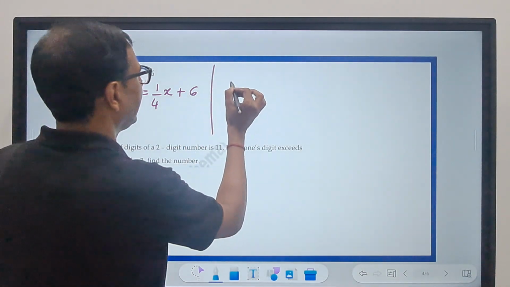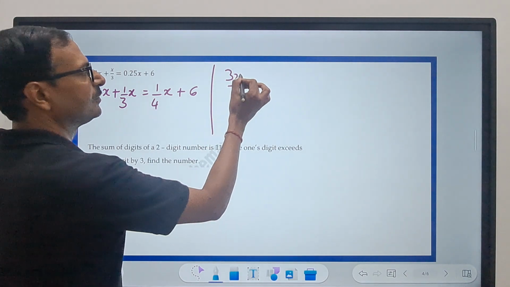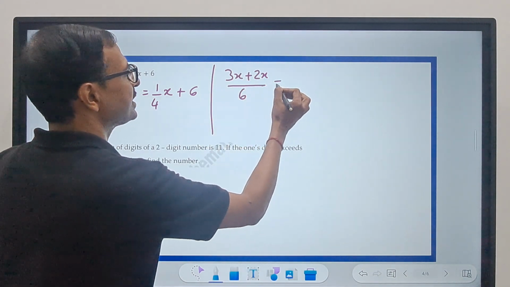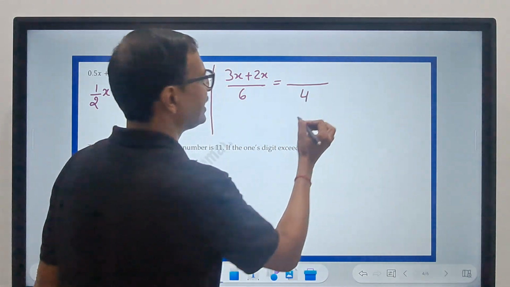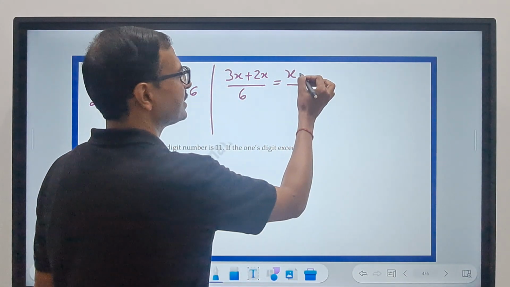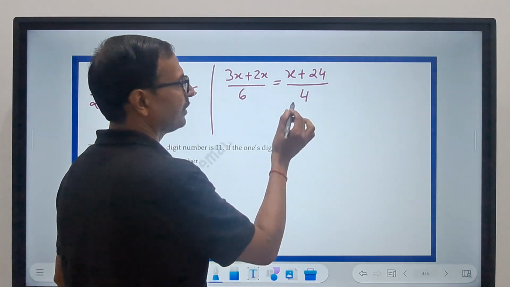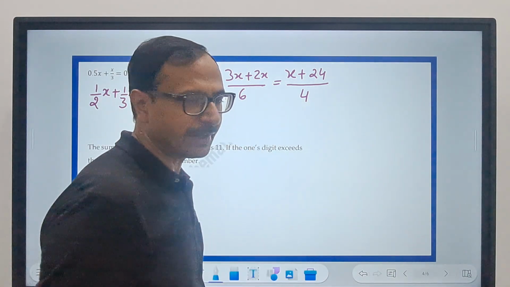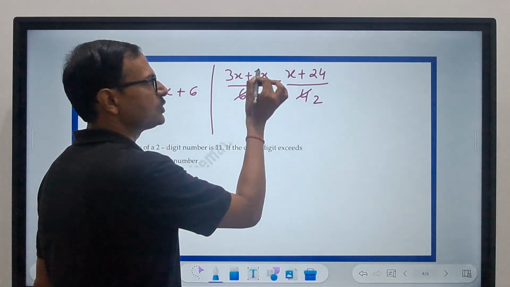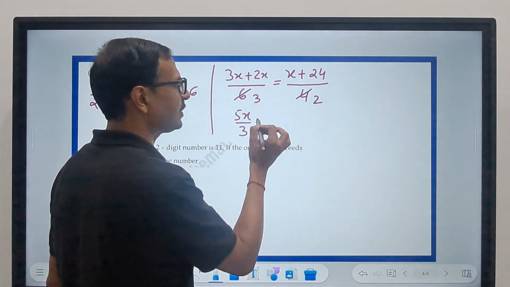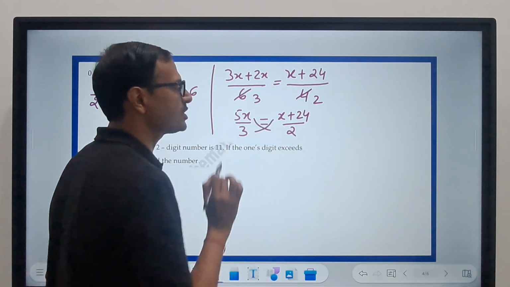So this gives me an LCM of 6 here, 2 and 3, the LCM is 6, so 3x plus 2x, and on the right hand side you can take the LCM here also, that also works. So if I take the LCM 4, this will be x plus 24, right? Now what is the smart thing? In the denominators you have a common factor. 4 and 6, they go into 2, right? So this becomes 2 and this becomes 3. So 5x upon 3 is equal to x plus 24 upon 2, which I can now cross multiply and get to my final answer.